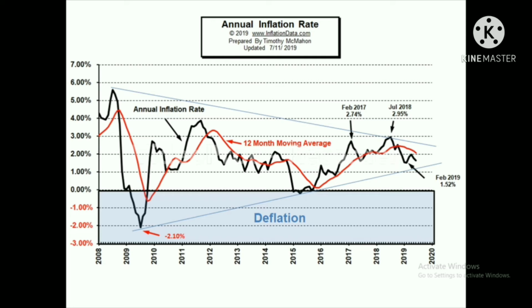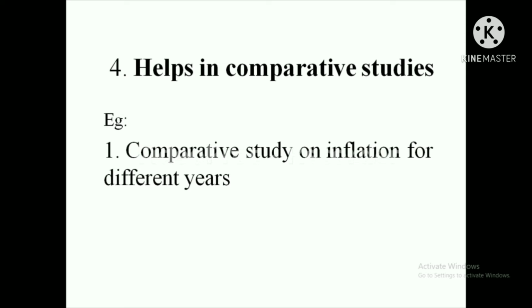In 2008 it was around 4%, then it increased to over 5%, and then it stretched to 2019, where it came down to about 2%. So inflation dropped over the years towards 2019. It helps us to make a comparative study on inflation for different years. This is just one example.